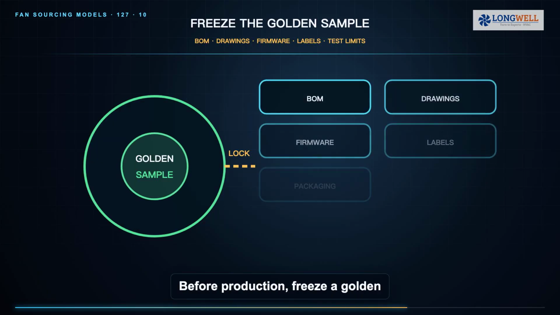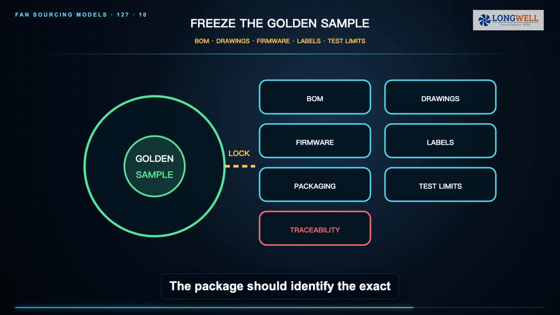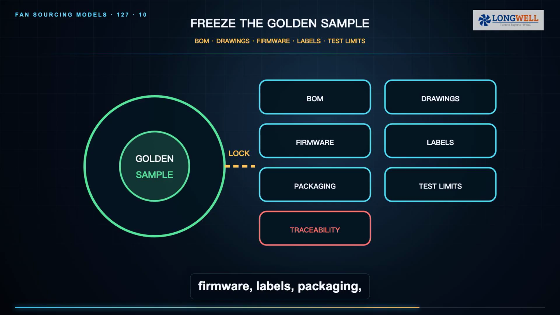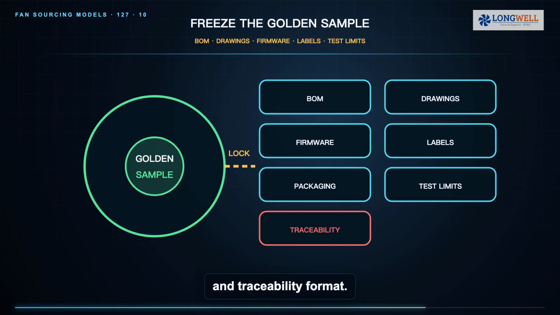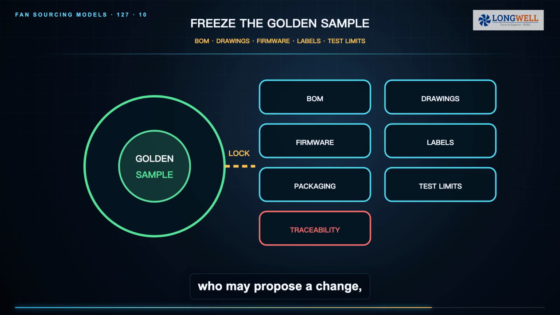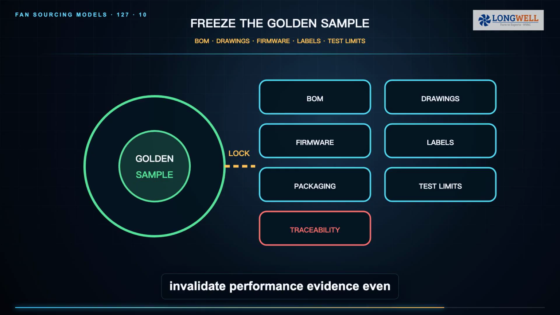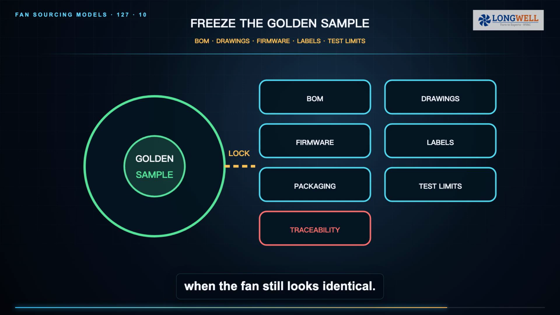Before production, freeze a golden sample and a release package. The package should identify the exact bill of materials, drawings, firmware, labels, packaging, inspection plan, test limits, approved deviations, and traceability format. Then create a change control path: who may propose a change, what evidence is required, who approves it, and when old stock becomes obsolete. A quiet component substitution can invalidate performance evidence even when the fan still looks identical.